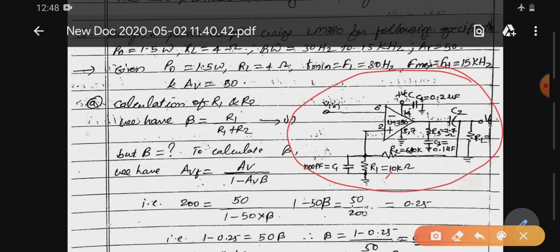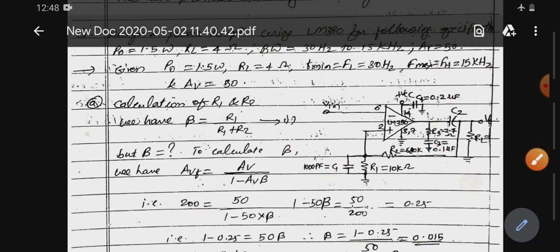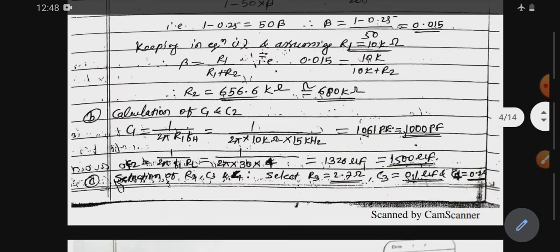Here we have calculated R1, C1, then R2, and these values are generally the standard, fixed values. And then C2. Okay, load is 4 ohm. So this is the circuit diagram. Like that you can solve the problem based on audio power amplifier. Okay, let us move further.